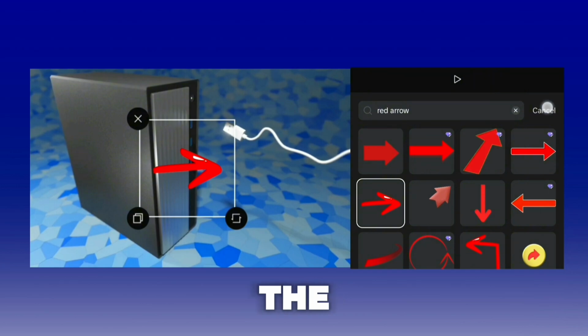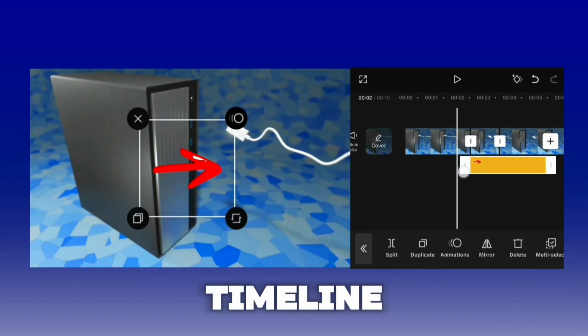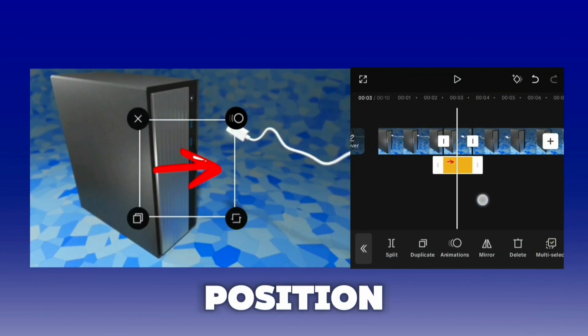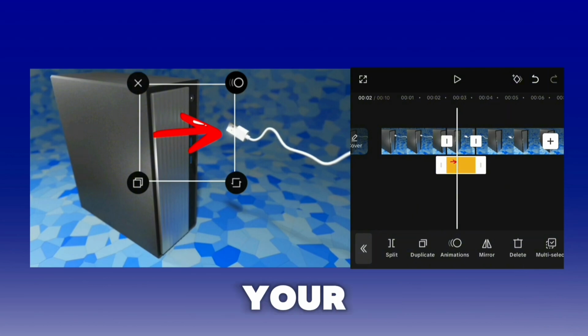Adjust the position and the length of your arrow in the timeline, and then use both fingers to adjust the position, size and rotation of your arrow.